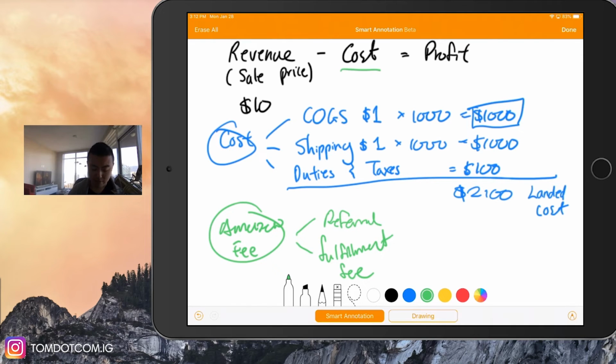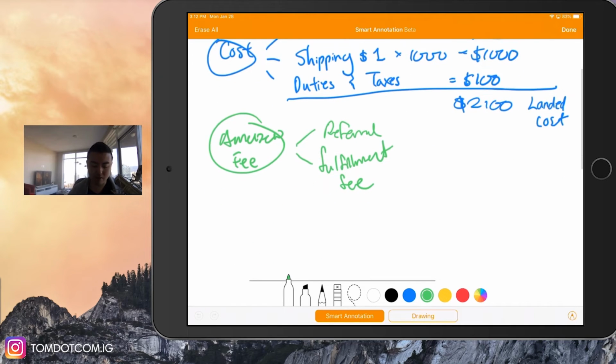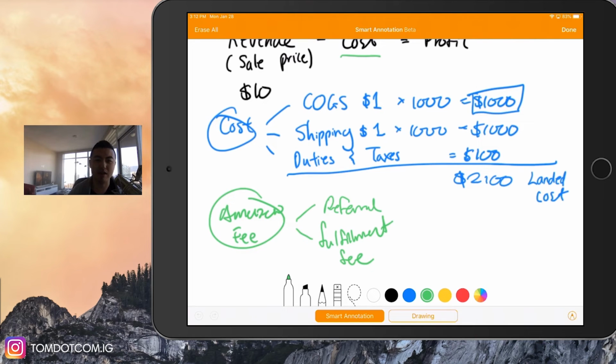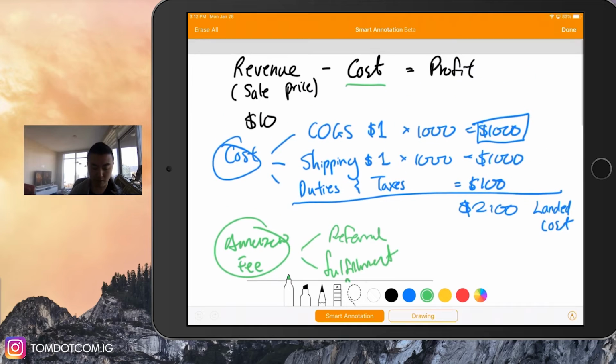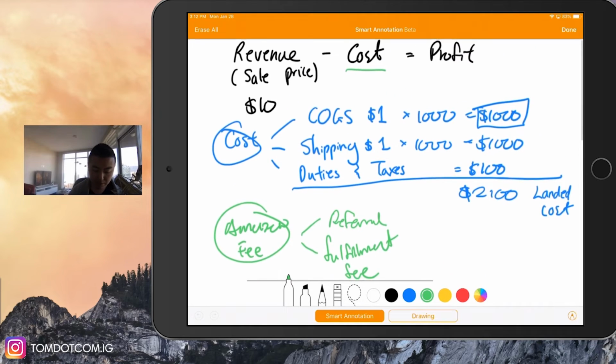But right now, we're just talking about the hard numbers that everybody has to incur if you want to sell on Amazon FBA, okay? And then maybe another time I can talk about advertising. But yeah, that's pretty much it.